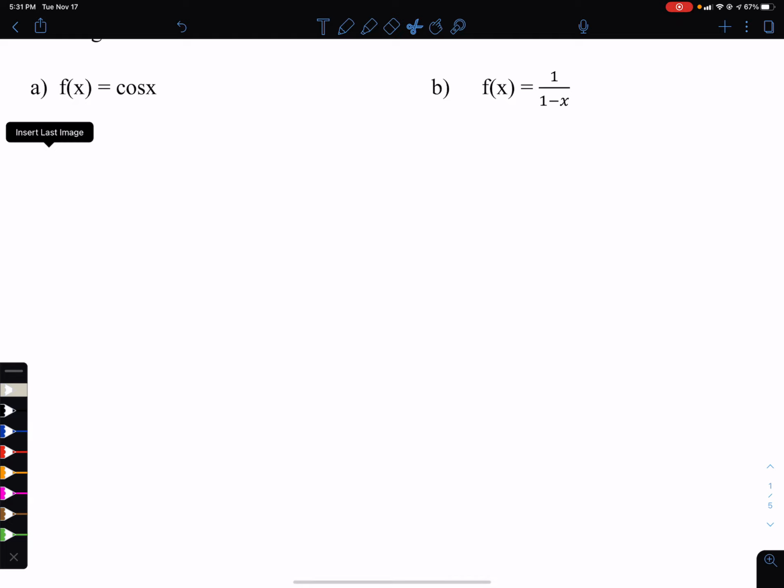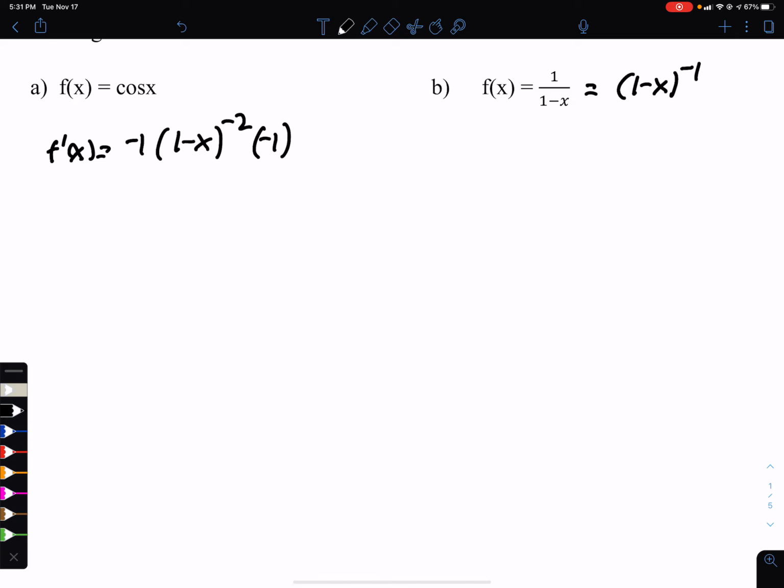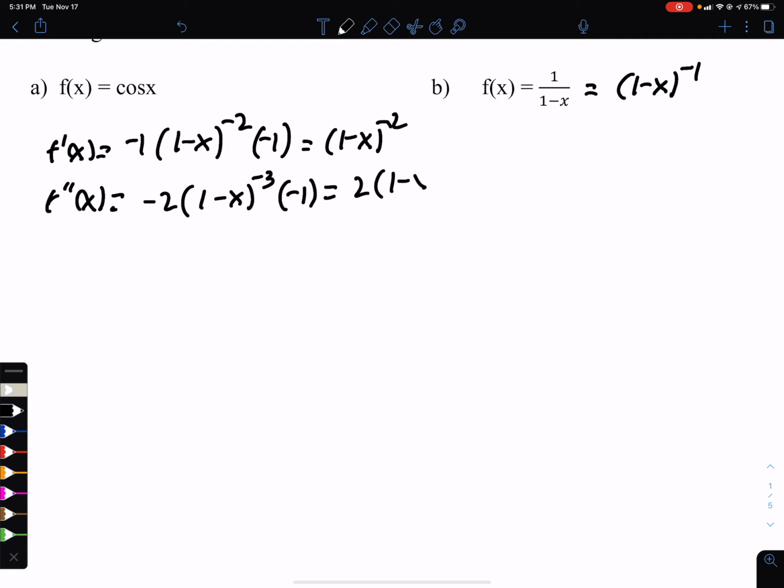Okay, so I need f prime. Whoops, let me rewrite this as 1 minus x to the negative 1. So taking the derivative is going to be easier. F prime, I bring the negative 1 in front, box, I subtract 1 from the exponent, times the derivative of box. So this is just going to be 1 minus x to the negative 2. And then the second derivative, I bring the negative 2 in front, box, to the negative 3 power, times the derivative of the box, which is negative 1. So I'm going to get 2, 1 minus x to the negative 3.